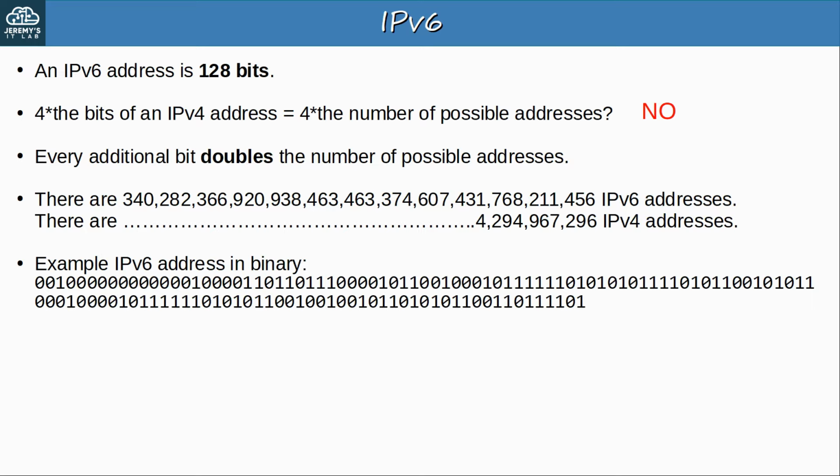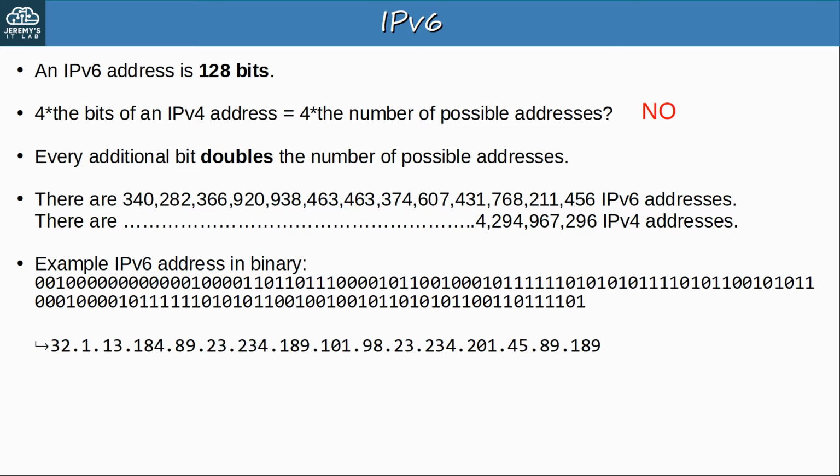Here's an example of an IPv6 address in binary. That's a lot of ones and zeros. If you write that in dotted decimal like an IPv4 address, it looks like this. However, as I've already said, IPv6 addresses aren't written in dotted decimal. They are written in hexadecimal. Here's that same address written in hexadecimal. An IPv6 address is 128 bits, and as I said, each hexadecimal digit contains 4 bits of information. 128 bits divided by 4 is 32.